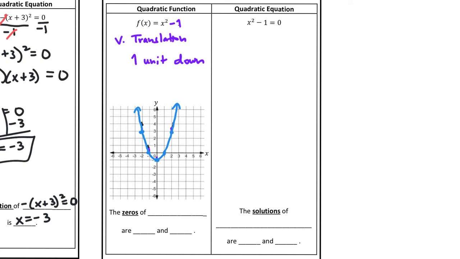Right. And so we're going to write the zeros of the function f of x equals x squared minus 1 are, we have two x-intercepts actually. This one and this one. So that's at -1 and +1. So we have an x-intercept at -1, 0 and 1, 0. Or we can say x equals -1, x equals 1.